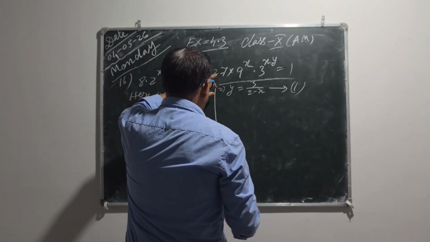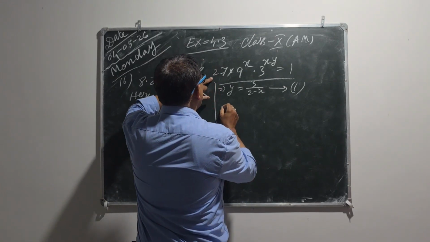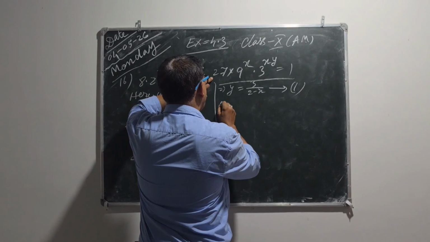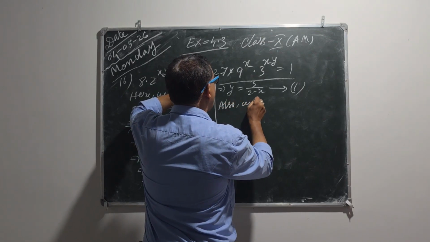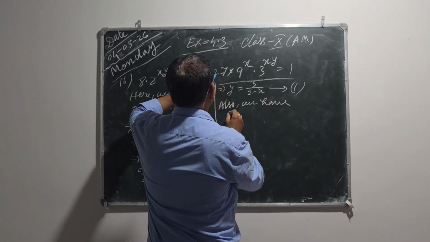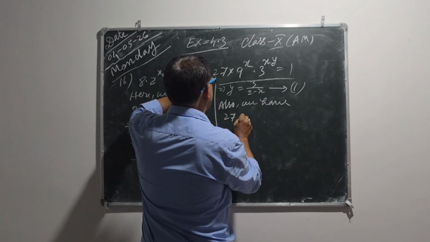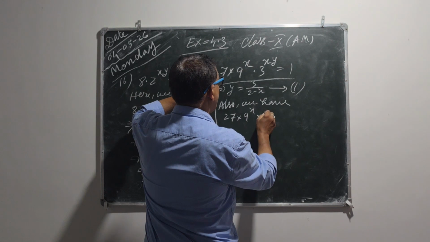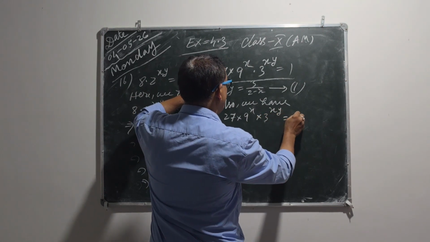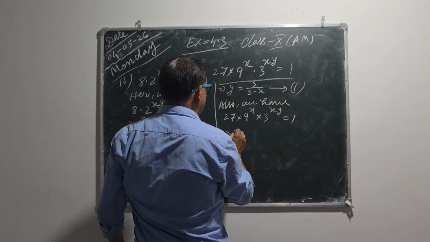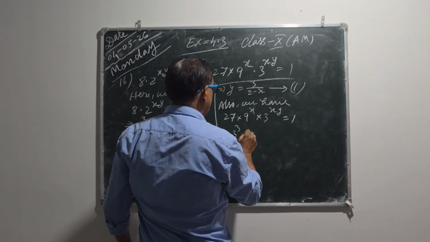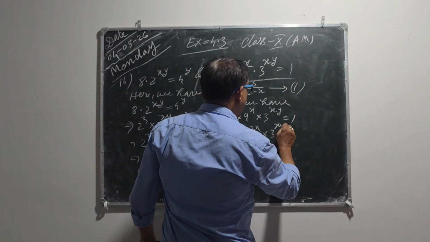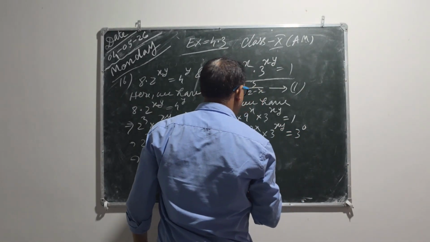So from the next equation, we have the second equation as follows. It is 27 into 9 to the power x into 3 to the power xy equal to 1. That means this can be written as 3 cube into 3 to the power twice x into 3 to the power xy equal to 3 to the power 0, equal to 1.